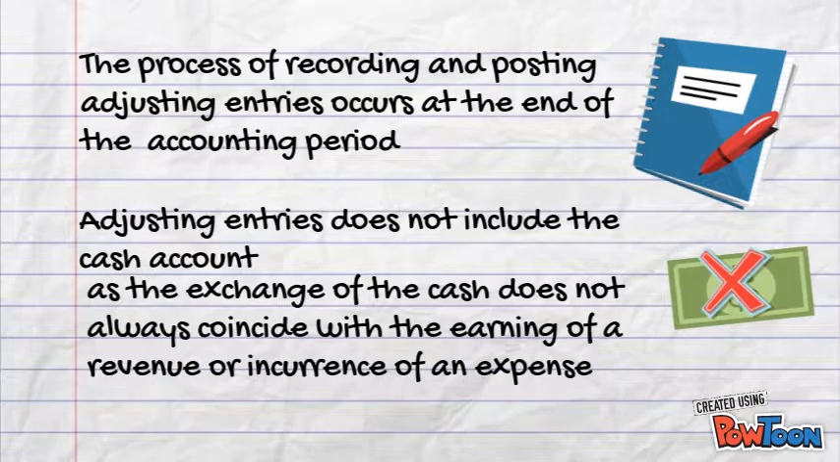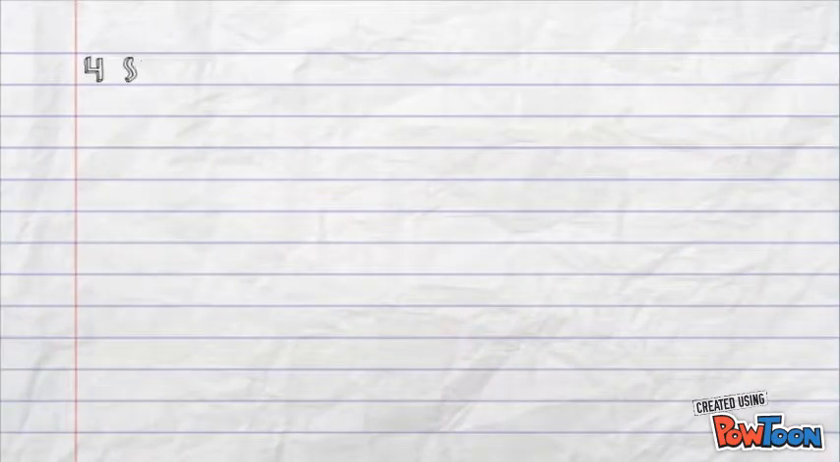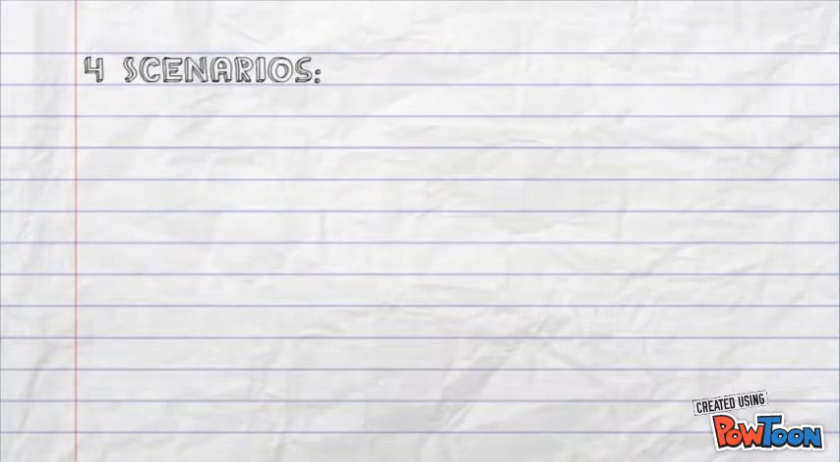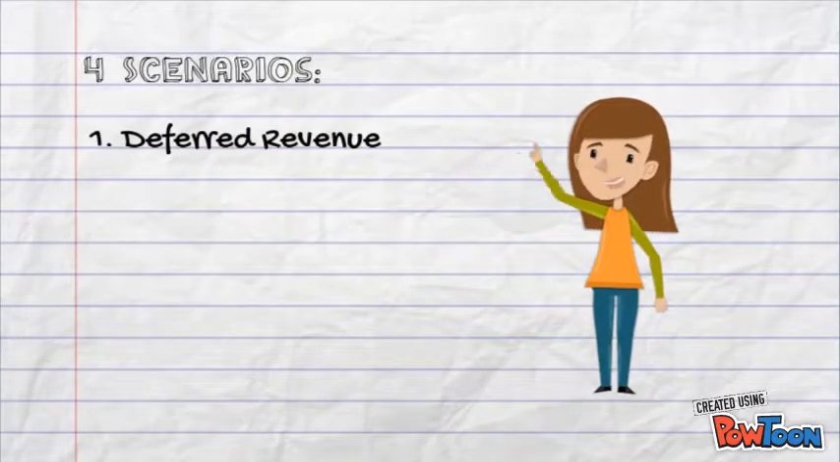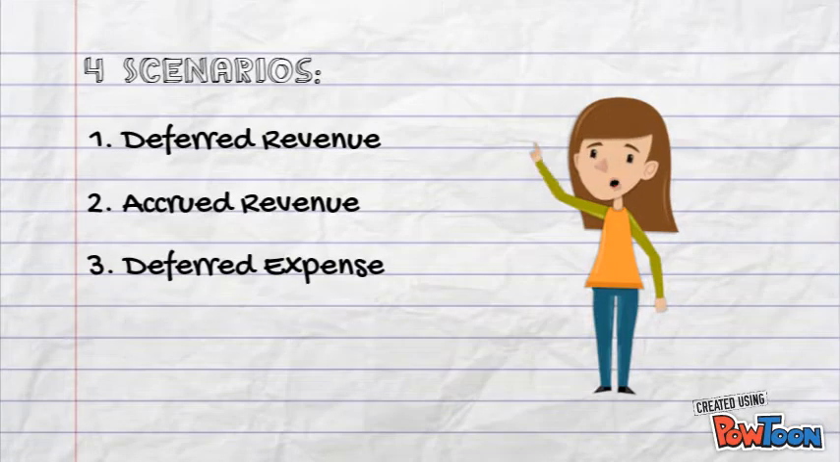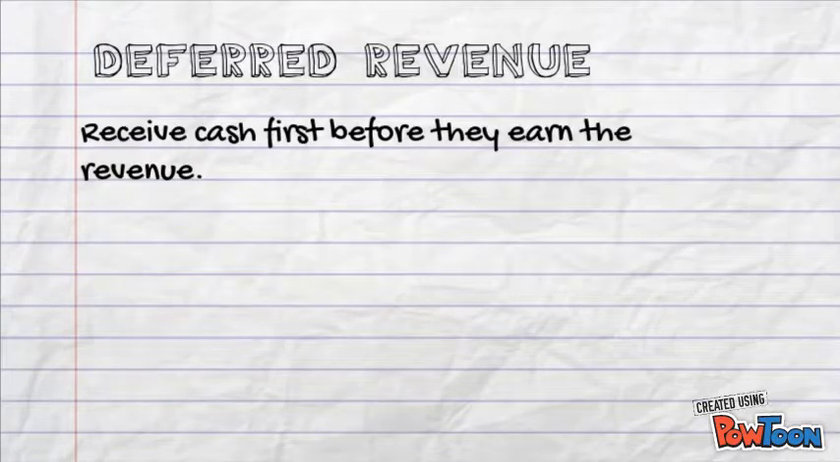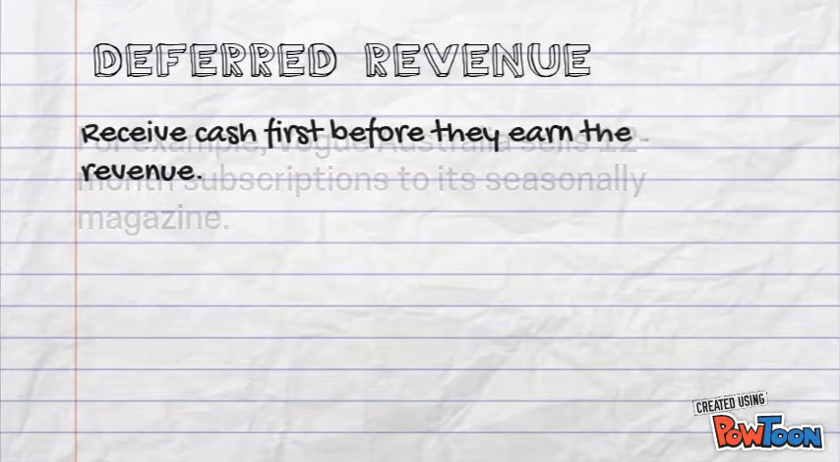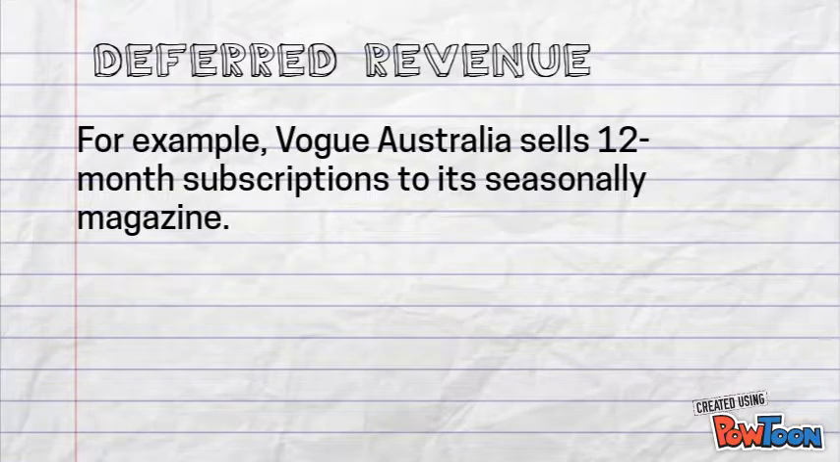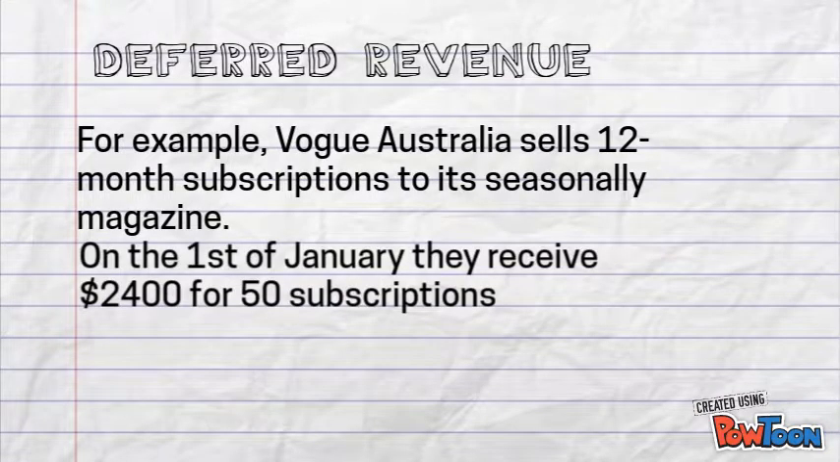There are 4 scenarios which display that adjusting entries are necessary: deferred revenue, accrued revenue, deferred expense, and accrued expense. In deferred revenue, companies receive cash before they earn the revenue. For example, Vogue Australia sells 12-month subscriptions to its seasonal magazine. On the 1st of January, they received $2,400 for the 50 subscriptions.